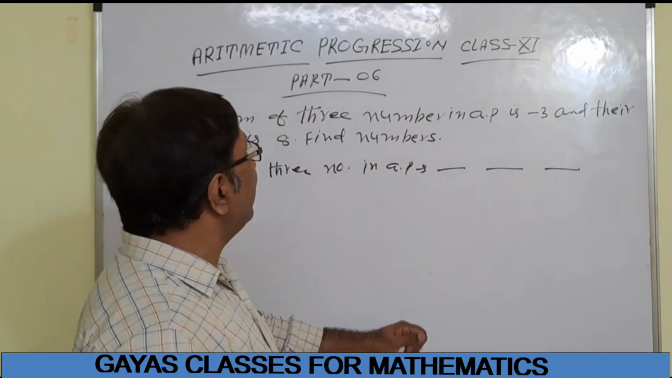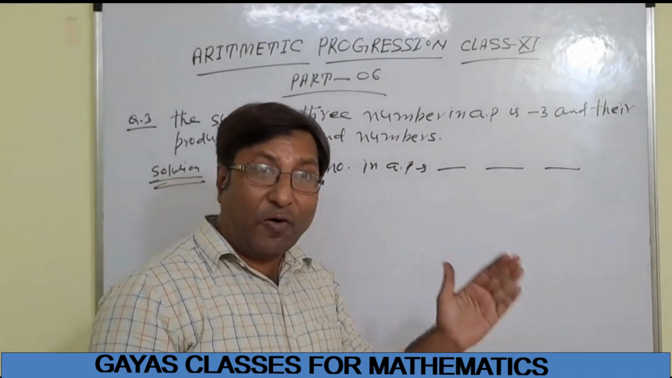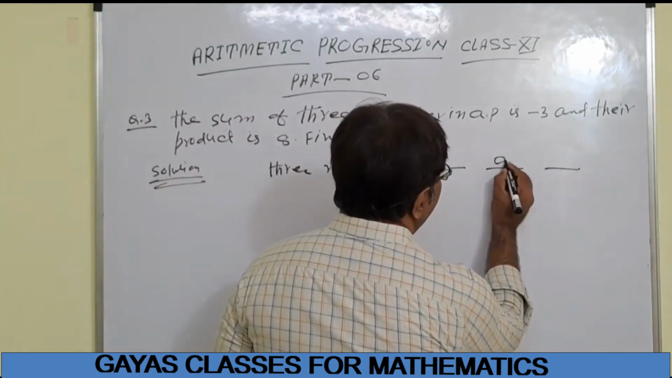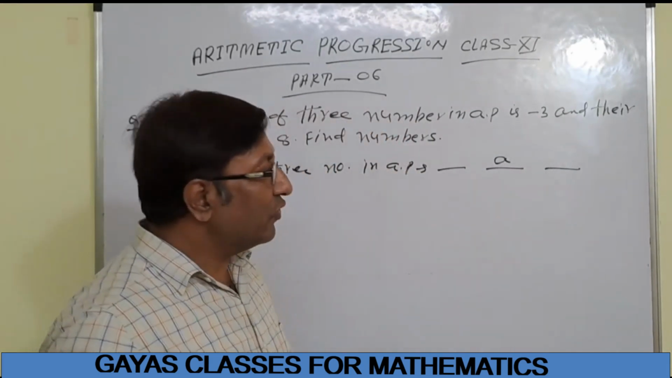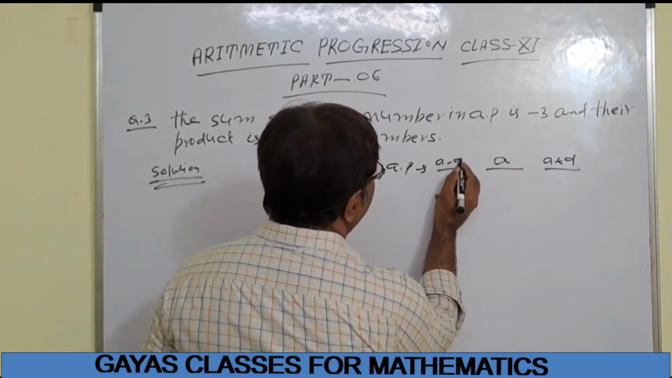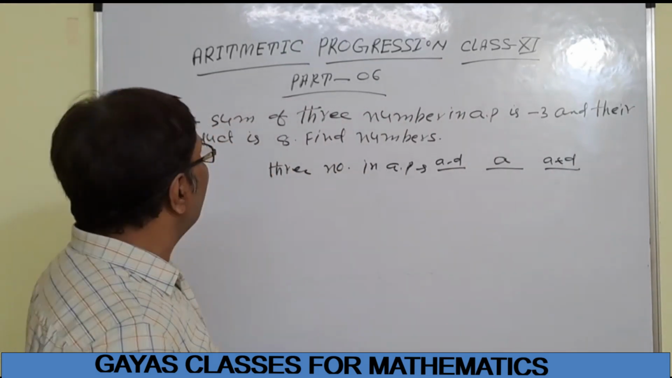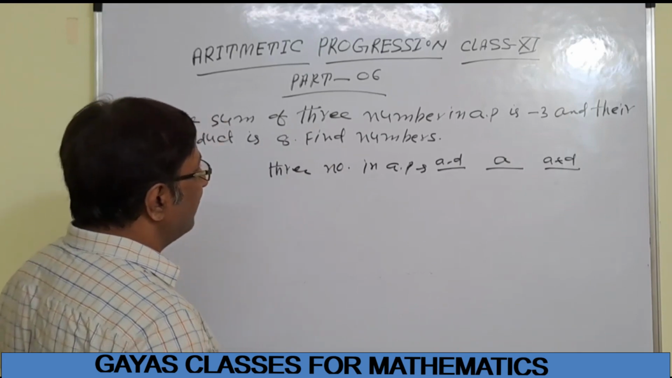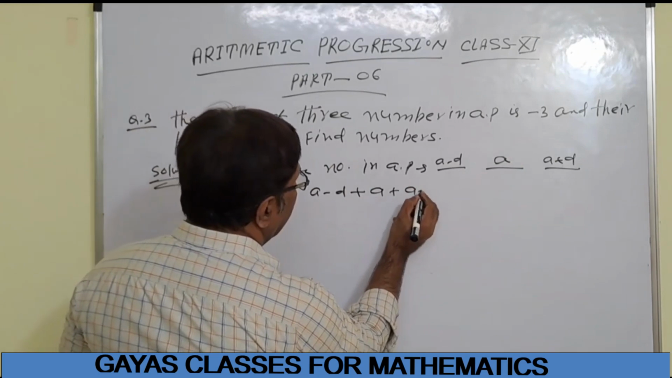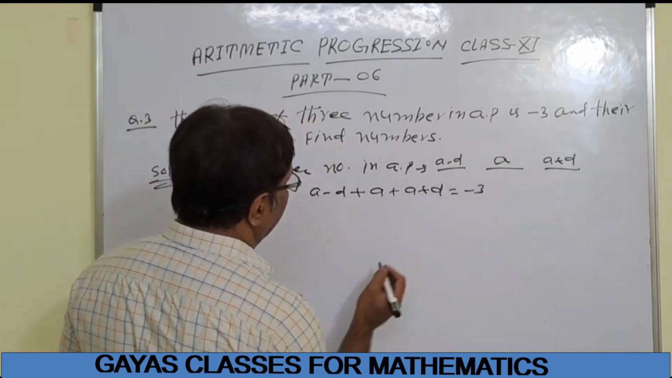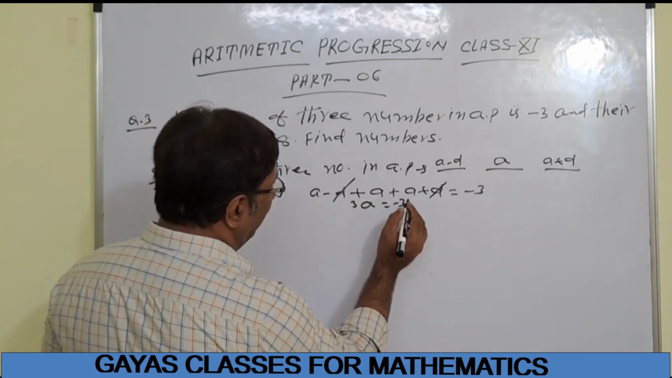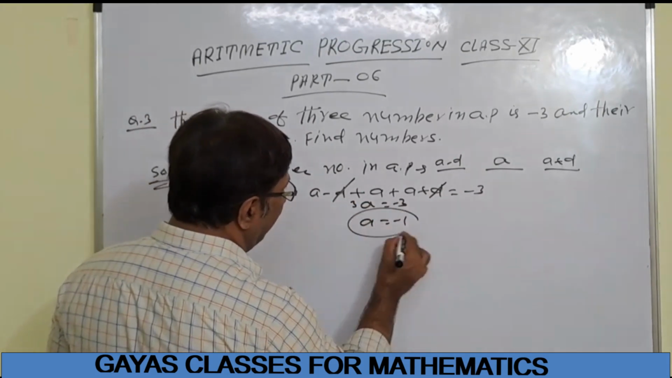The technique is: when we are taking 3 numbers, that is an odd number, the middle term will always be A and the common difference will be D. So the next number will be A plus D, and this number will be A minus D. Now according to the question, the sum of 3 numbers is minus 3. So A minus D plus A plus A plus D is minus 3. So this D and this D cancel, we will get 3A equal to minus 3. So A is minus 1.